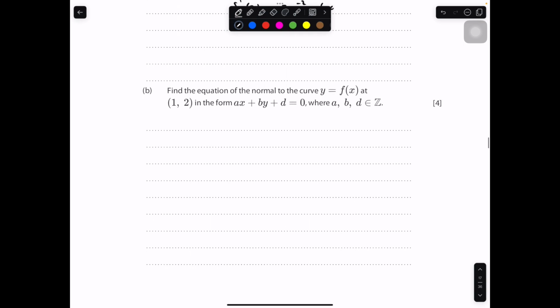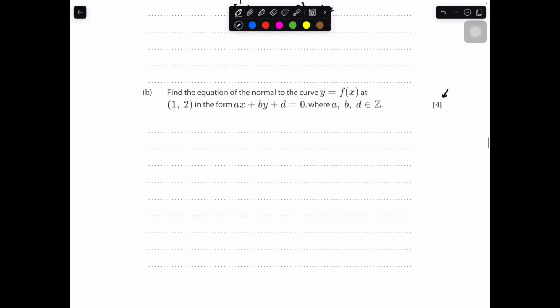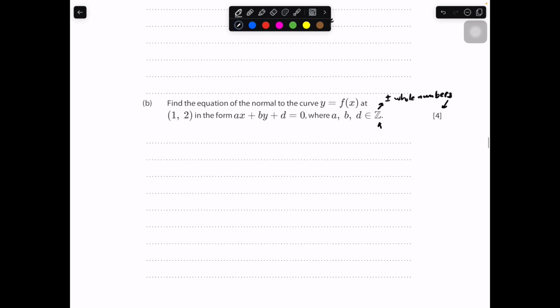Alright. Find the equation of the normal to the curve y equals f of x at (1, 2) in the form ax plus by plus d equals 0, where a, b, and d are elements of the integers. It's a 4-mark question, a light number of marks, but I think quite a few steps are involved. The integers means positive, negative, whole numbers. That's what that Z means. It comes from the German Zahlen, meaning counting numbers. I guess not exactly counting because they're negative, but positive, negative, whole numbers is what this integer value means.